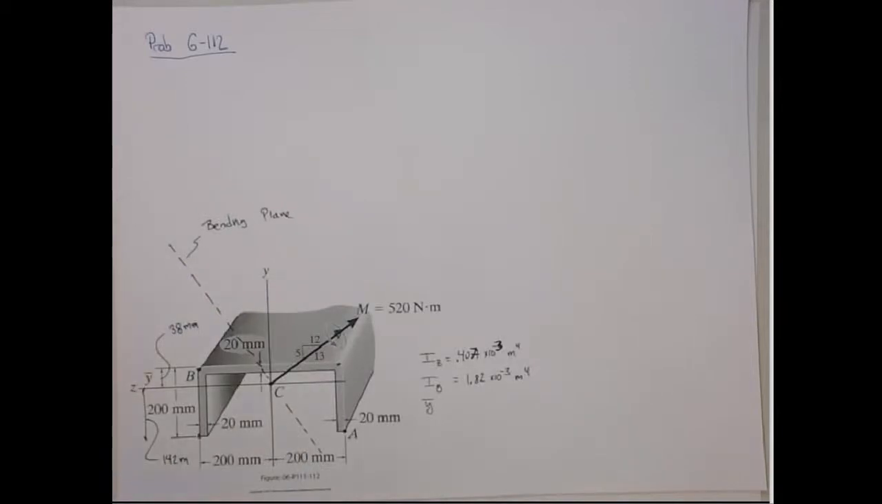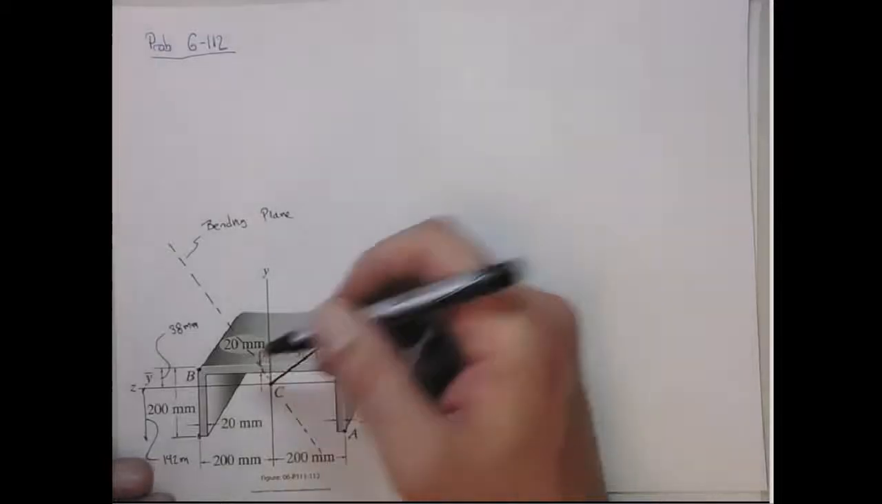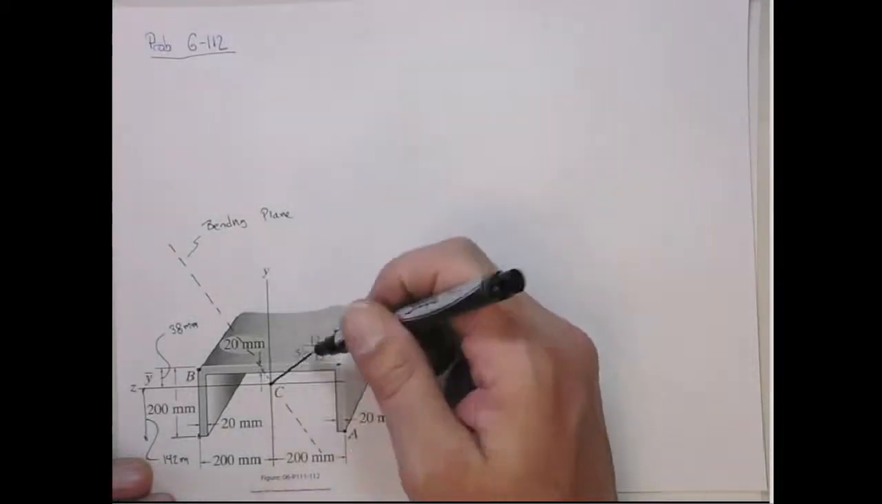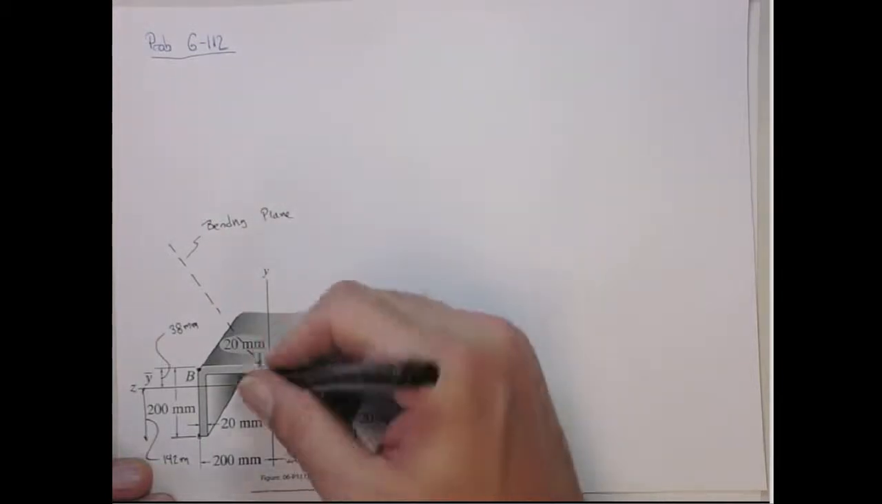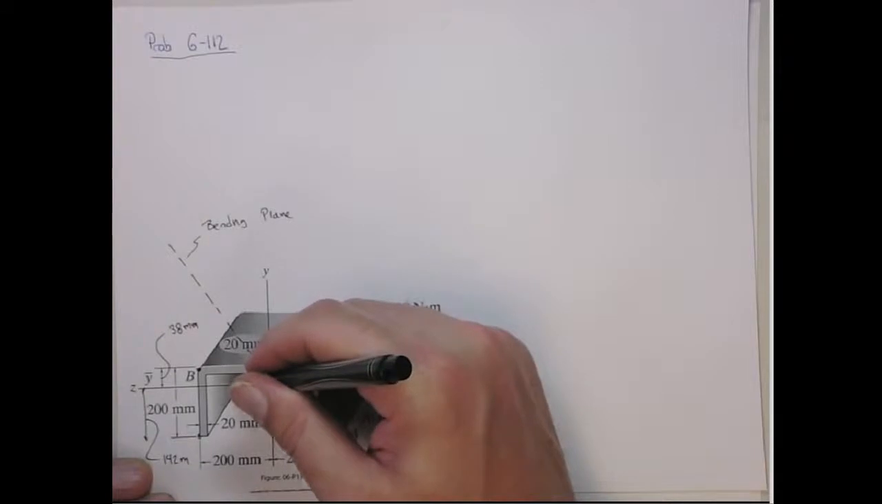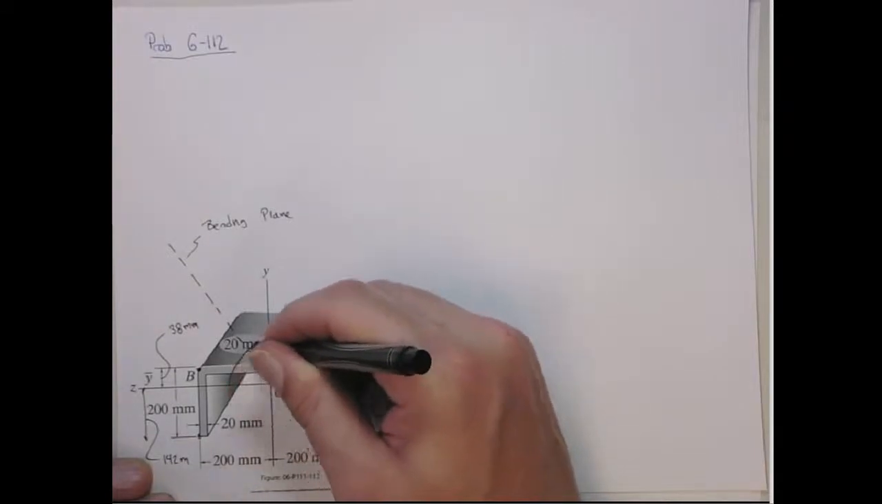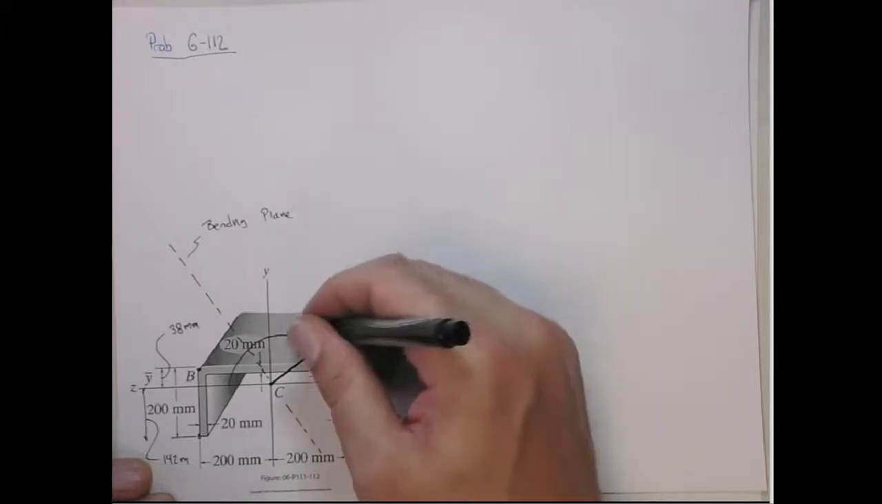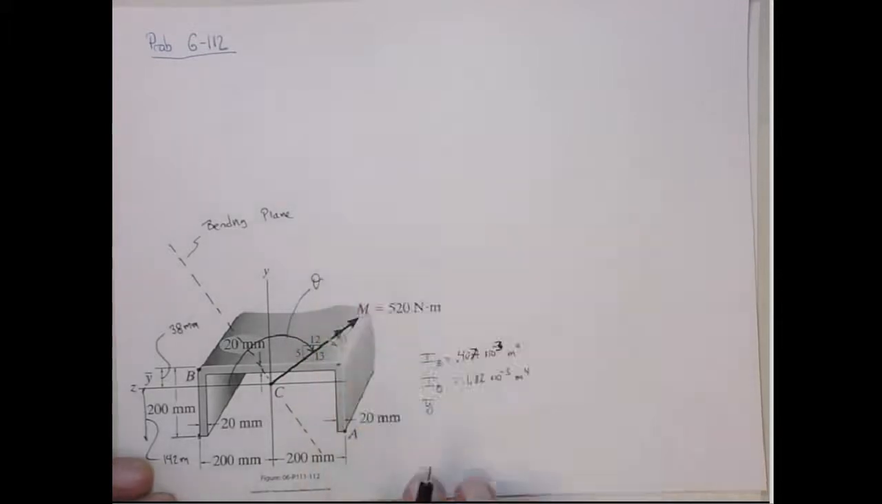So if we look at this diagram, here's the z-axis, right? And here is the moment vector. So in fact, this angle here is theta, all right? All right. That's the orientation for theta. Okay.